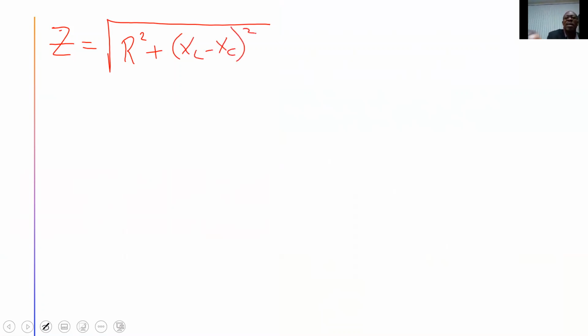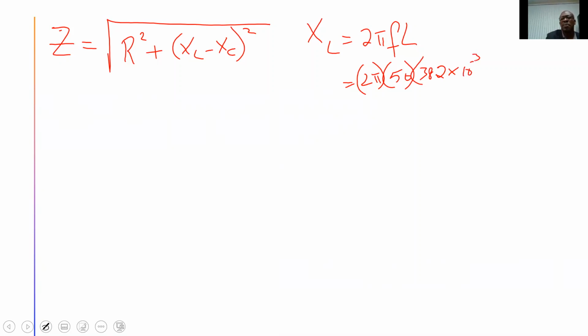Now we first need to find the impedance. Now we know that the impedance is equal to the square root of R squared plus (XL minus XC) all squared. And of course, XL is equal to 2 pi fL, which is 2 pi times 50 times 38.2 times 10 to the minus 3. And that gives us 12 ohms.